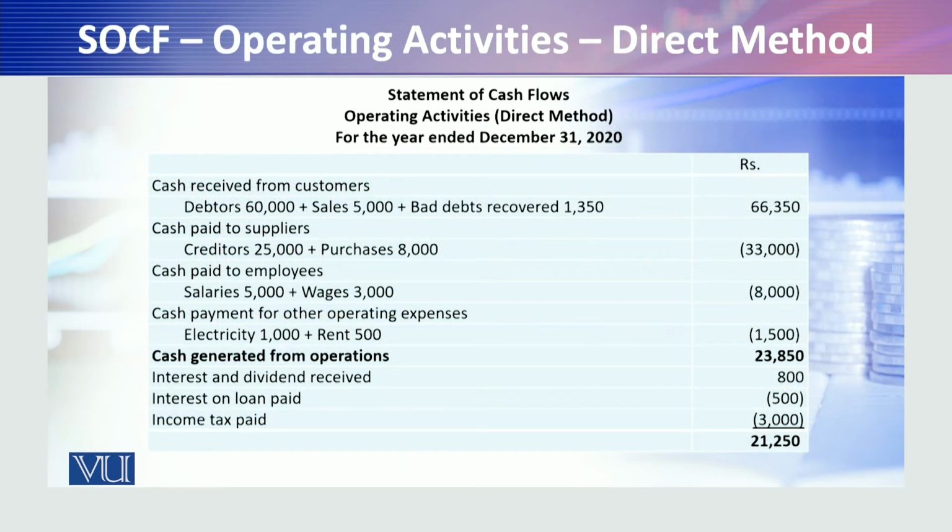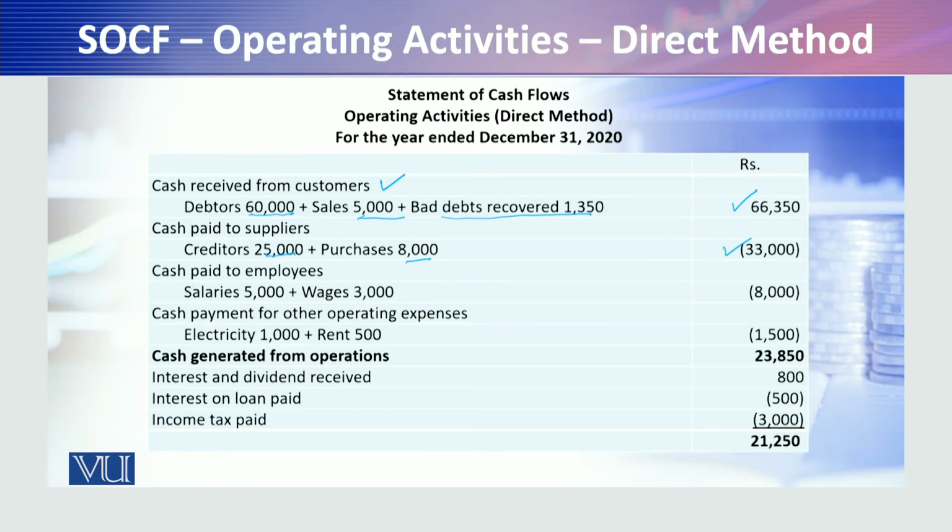So what we will do, we'll take the heading cash received from customers, and we'll put all those which relate to the customers: debtors, cash sales, and the bad debts that we have recovered. These are cash collected from customers, make a total and put it in the column. Then cash paid to suppliers, 25,000 that we made as payment to creditors. Purchases, these all are cash purchases. Make a total of these two and place it in the outer column.